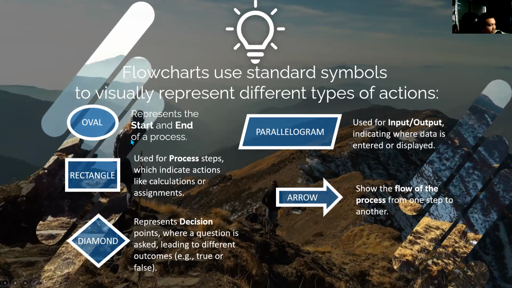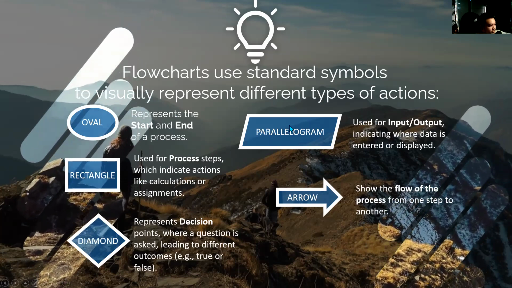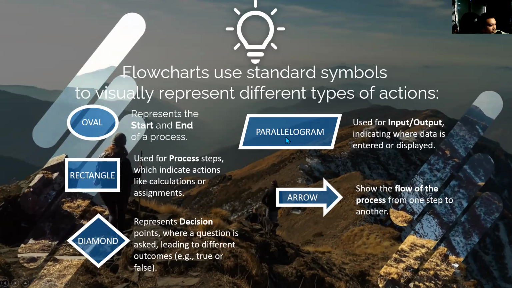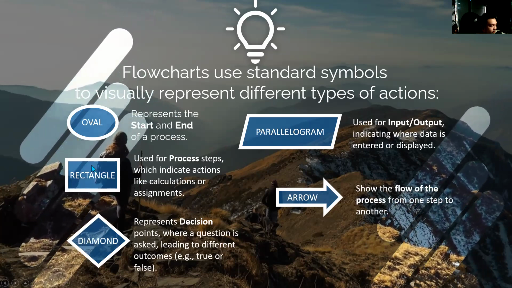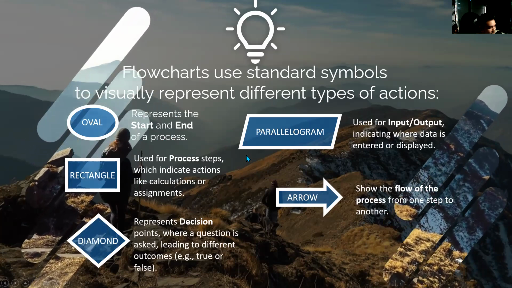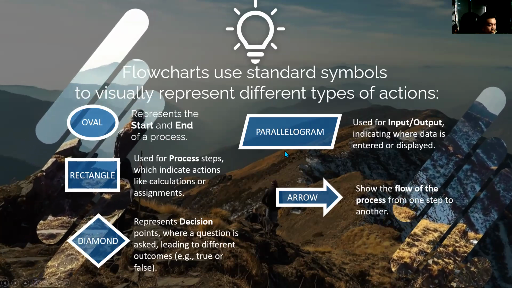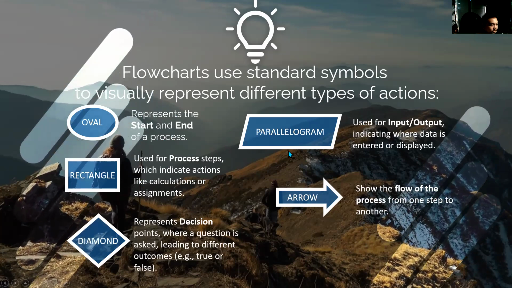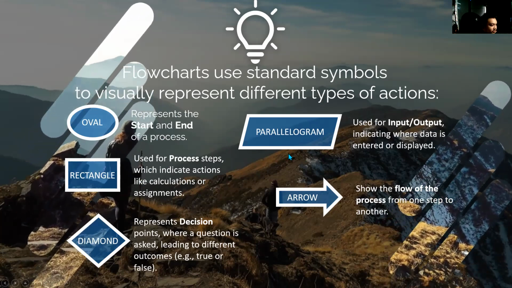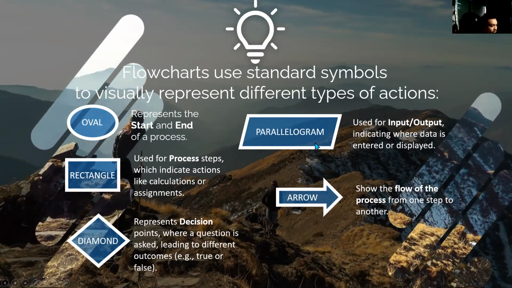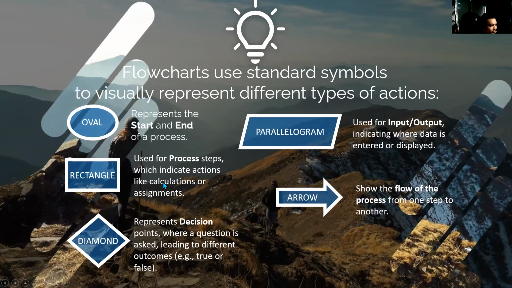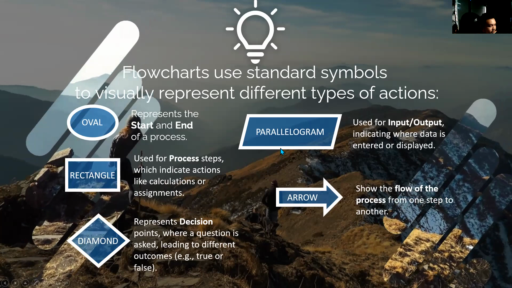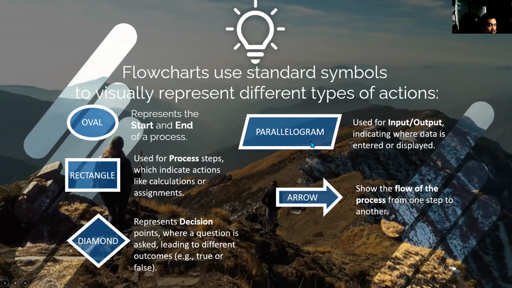So let's say from the oval, you're going to put in a parallelogram, say input numbers here, 1 and 1, and that's going to go to the rectangle for addition. It's going to go back to a parallelogram because that's where it's going to show the output, the sum of the two integers that we put in on the first parallelogram that went through the rectangle's process, which is the addition. The result is going to come out in a parallelogram as well.